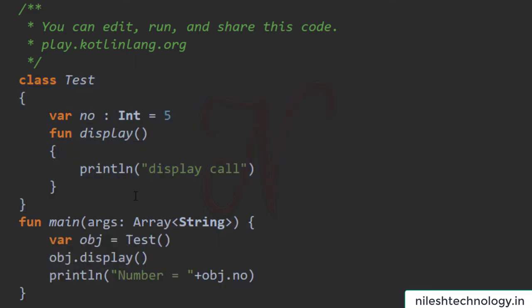Next, see the constructor in a class. The main purpose of a constructor is to initialize the properties of a class. A constructor is called when we create the object of a class. In Kotlin there are two types of constructors, primary and secondary. A primary constructor initializes the properties of a class and is declared as part of the class header. Let's see one example.